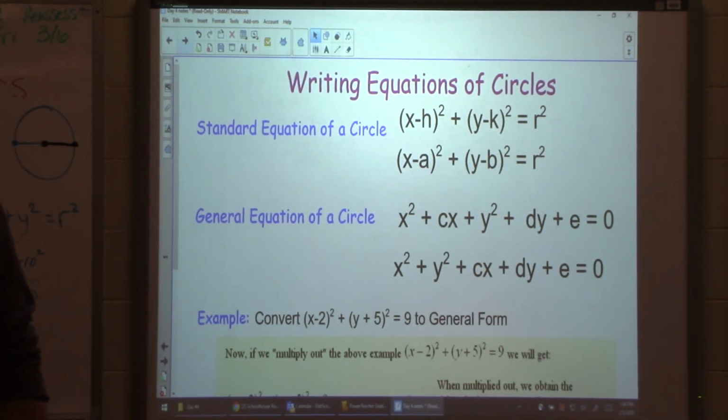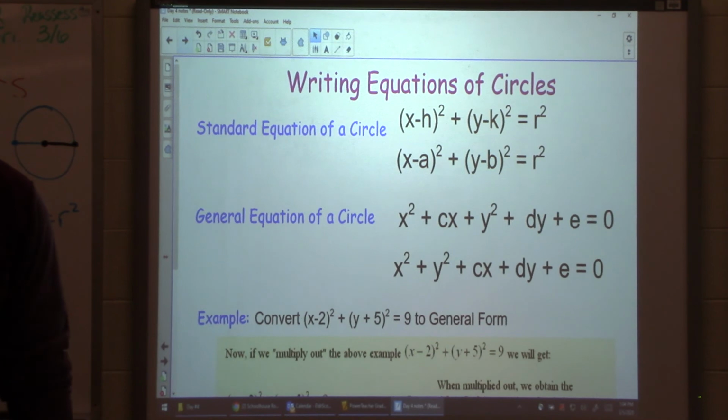Now you may ask me, why do they use general form then? And I would respond, I don't know. Standard form sounds really nice, and I think they should use that all the time. But they don't. So we use both standard and general form.